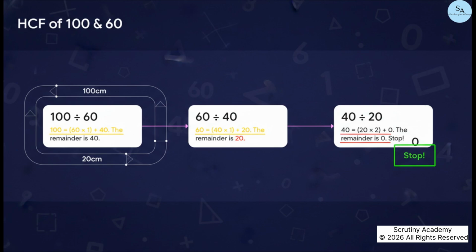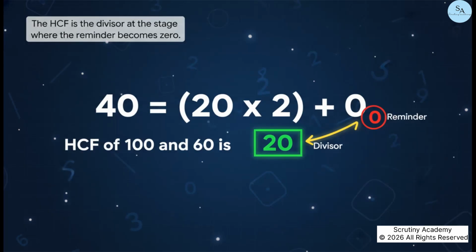So we divide 60 by 40 and get a remainder of 20. We just do it again. Now we divide 40 by 20. And what do we get? A remainder of 0. And as soon as you hit 0, you stop. The process is over. So, where's the answer?